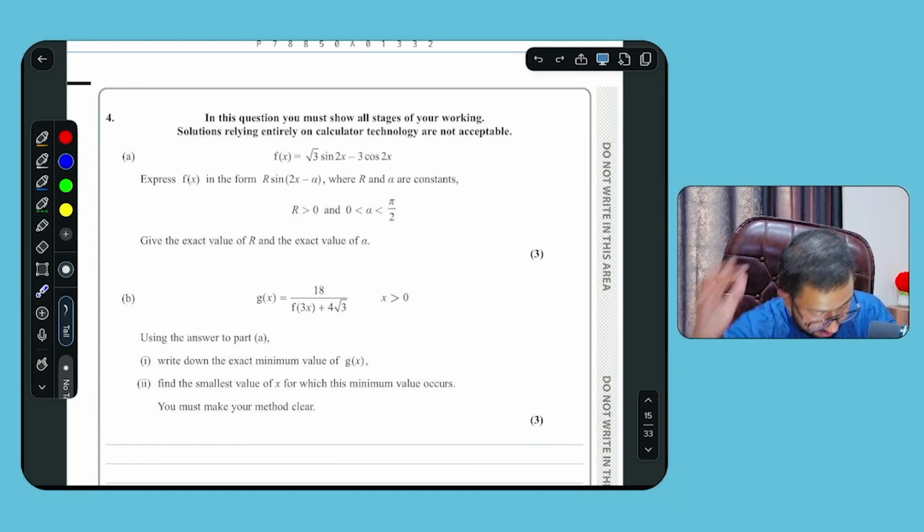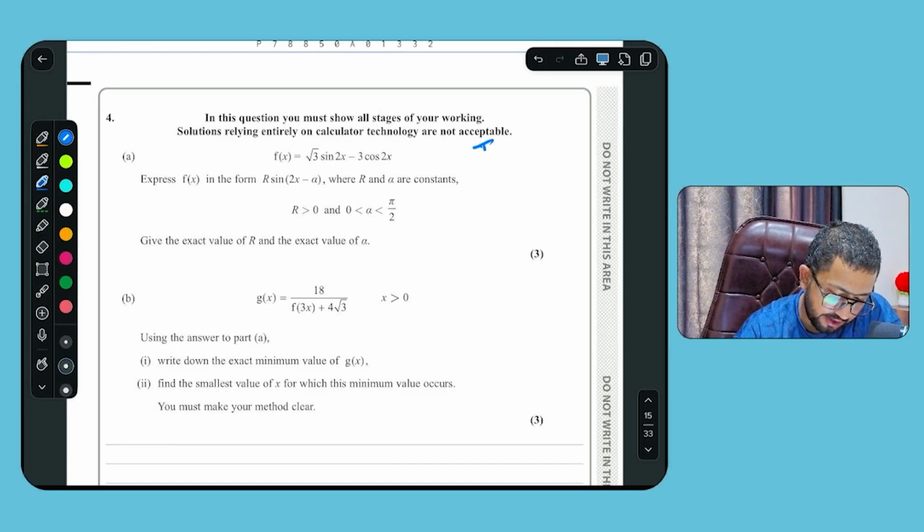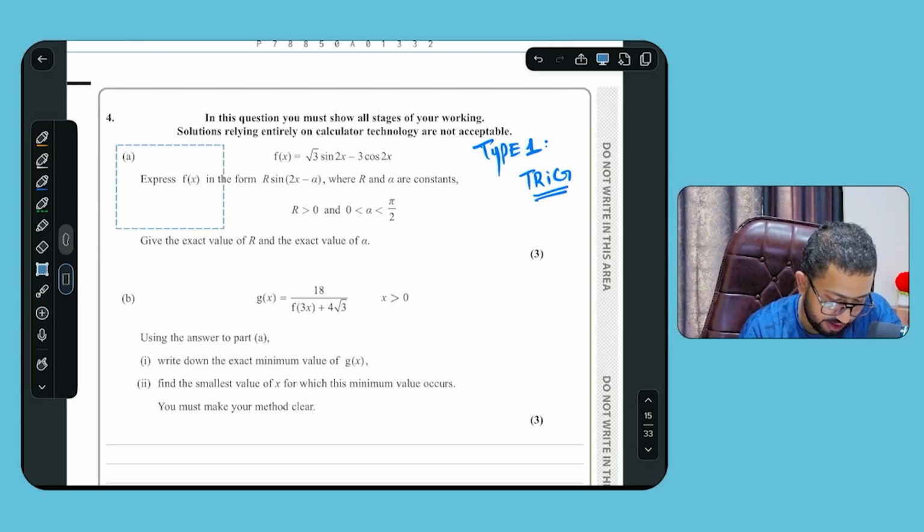Alright, so let's talk about question number 4. A part is actually related with trigonometry. Express f(x) in the form of... Yes, bacho, I hope everyone knows what type of question this is. Type 1 trigonometry, which is related with trigonometry.